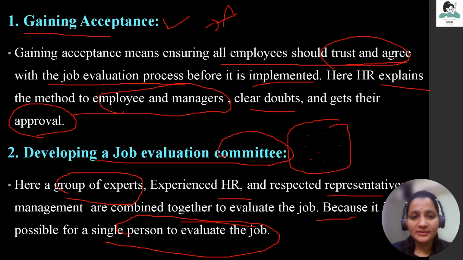So in this committee, HR usually involves HR managers, supervisors, representatives, subject experts, because all these persons know about the difficulty level of the job and the effort to complete the job, right? So they can give a fair pay structure according to a job. Hope I am clear with this. Yes.